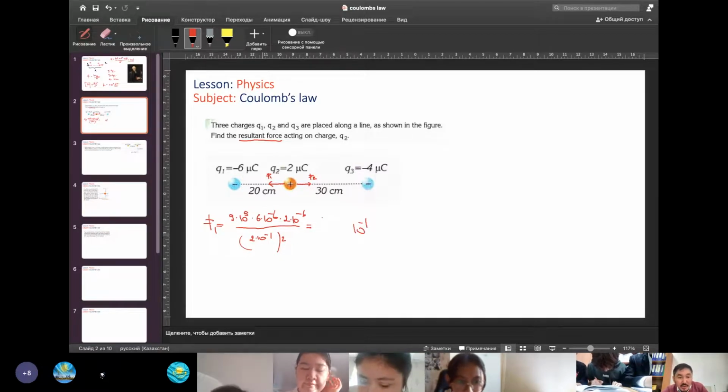Now this one is 4, because it's the square of 2, because that's the square here. So 2 and 4, I simplify.